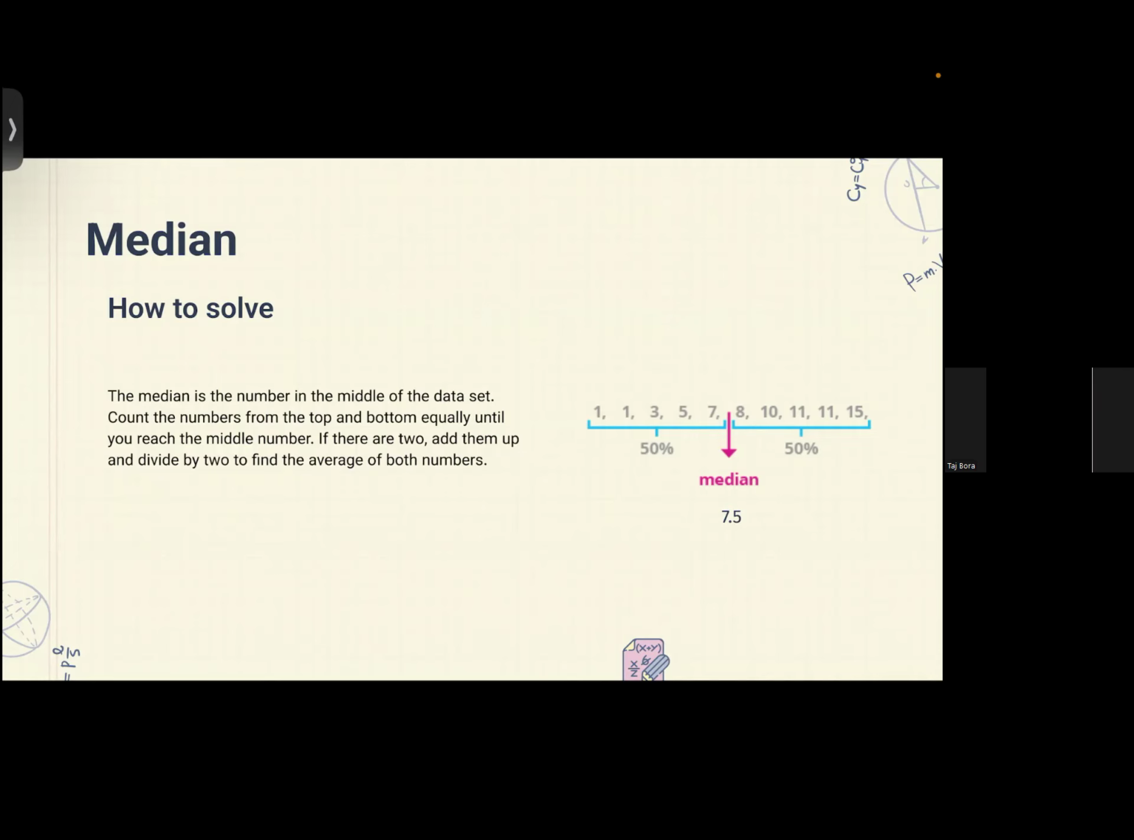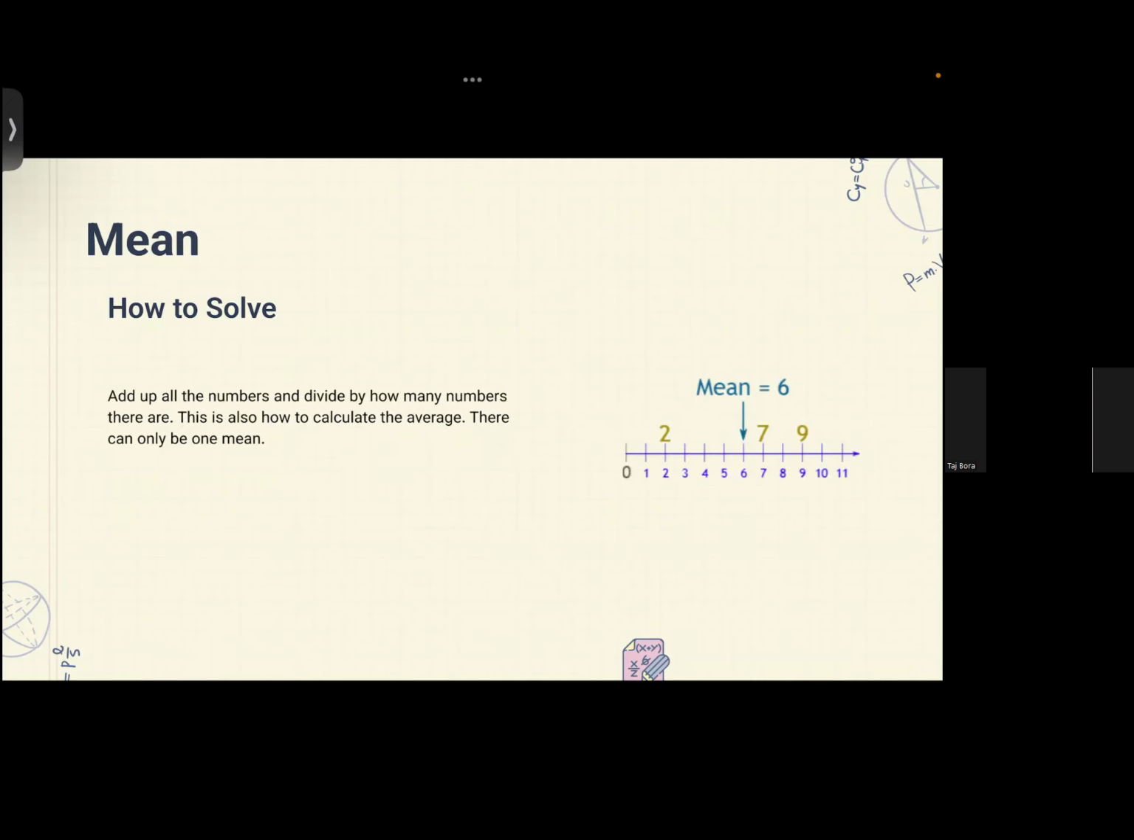Okay, moving on to the next slide. This is the mean. To solve the mean, you add up all of the numbers in the data set and you divide by how many numbers there are. The mean is also called the average, but in this case, we're calling it the mean. There can also only be one mean in a data set. As we see here, 2 plus 7 plus 9 is 18, and there are three numbers, so 18 divided by 3 is 6. So 6 would be the mean. And the mean can be a number even if that number doesn't appear in the data set.